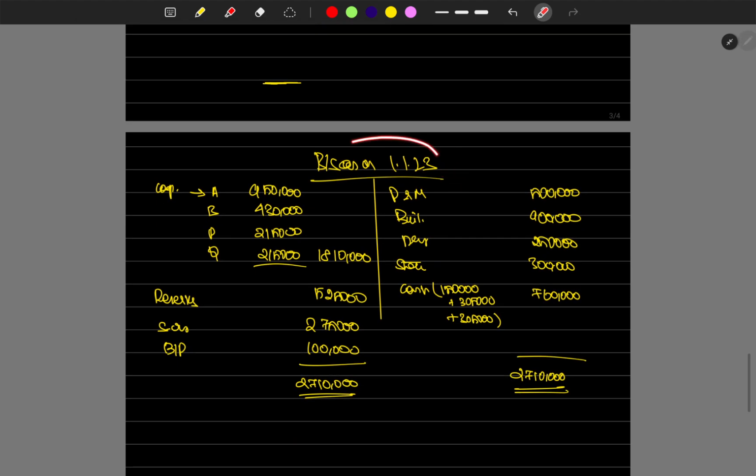Then we found the balance sheet. This considers the cash, which includes the new partners' capital also. Then on the capital side also we have the new partners' capital. So that's it, we have balanced the balance sheet. That's it. Thank you.